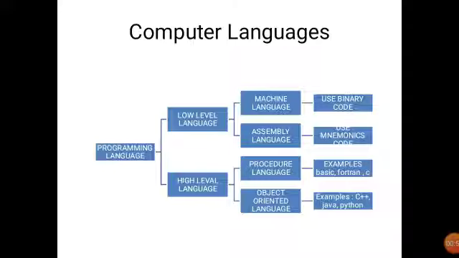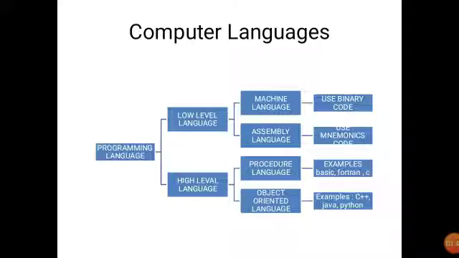Computer languages are classified into two categories: low level and high level languages. Low level languages are classified into machine level language and assembly language. Machine language understands the binary code, that is a series of zeros and ones. Assembly language is written in symbols, numbers, and abbreviations.